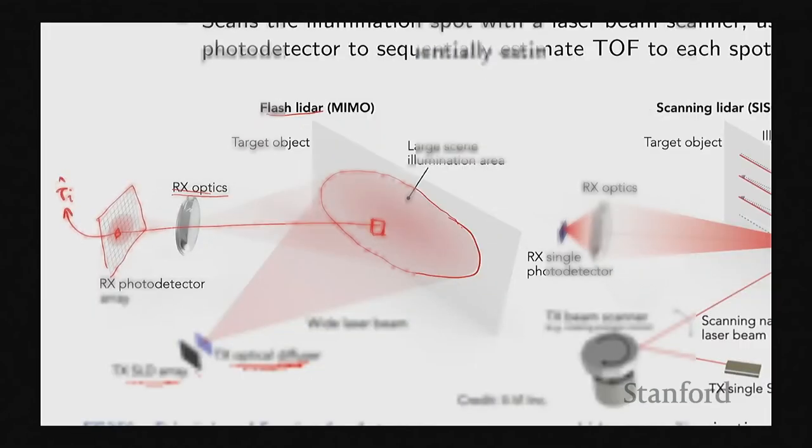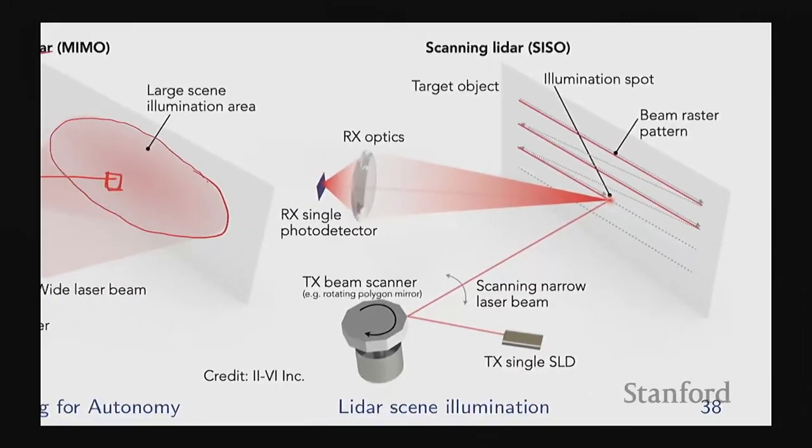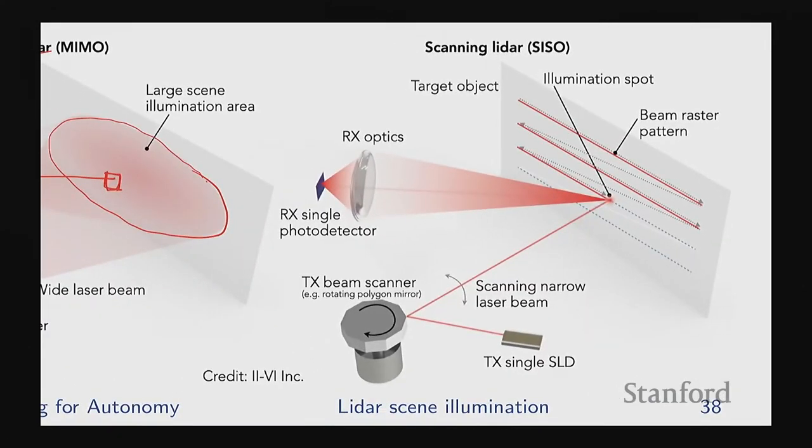And then on the right, you have your scanning LiDAR, which uses one single laser diode, and it has some scanning mechanism, a beam scanner. We'll talk more about it. Here it's a rotating polygon mirror that we are showing, so that's how the beam is being scanned. And basically, it has some raster pattern. Here it's going in rows, so it's scanning one row, and then another row, and then another row. But each row, you can think of it as a bunch of little points where you measure the time of flight.